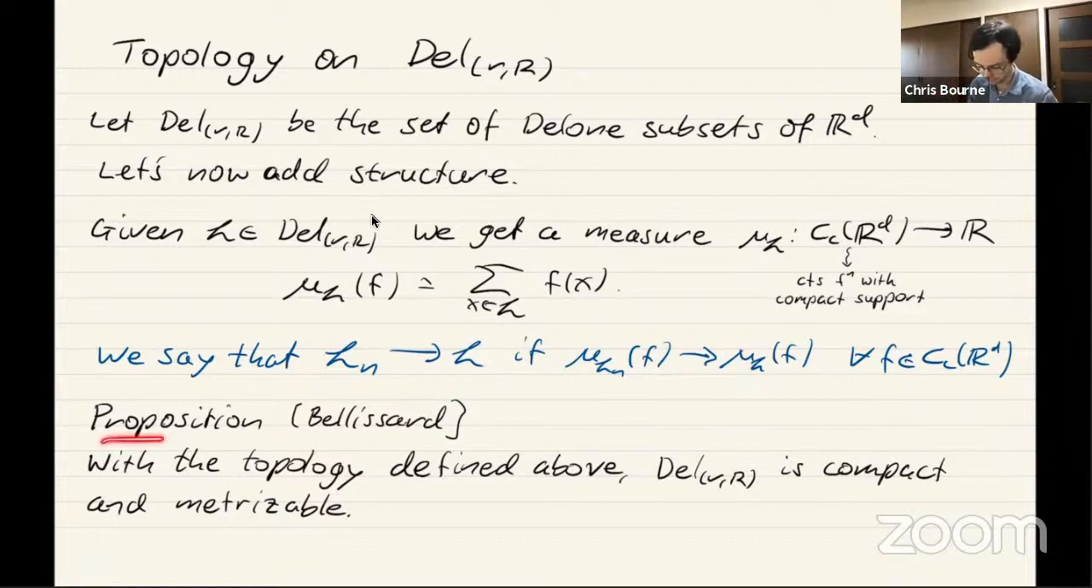And okay, just a relatively basic proposition, which is due to Bellissard actually. This basic construction that I'm going to introduce today is essentially due to Bellissard from a good 20 or 30 years ago now. But with this topology that I've just defined, the set of Delone sets is what's called a compact and metrizable space. So it's a good space. You can put a metric on it. It's not necessarily easy to write down, but it's a nice topological space.